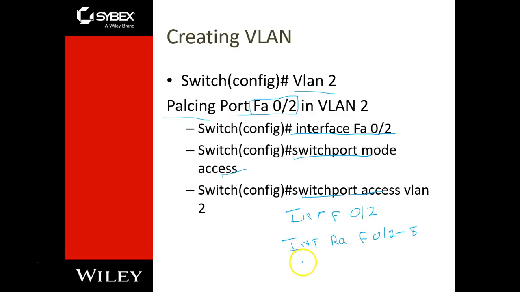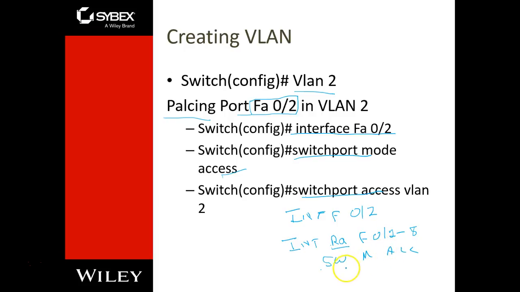The next one would be switchport mode access. You said you had to make it an access port, and then you have to add the VLAN to it. Now, did we do a range? Yes, we did a range. A range is just like doing a single port.